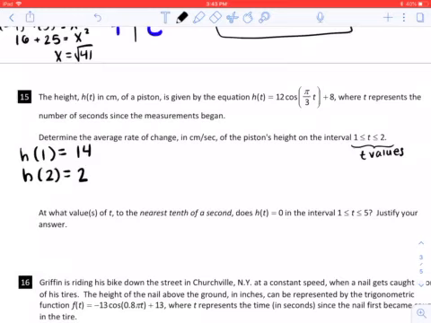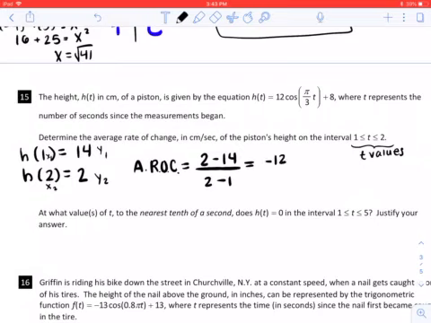So then my average rate of change is just the slope formula. So y2 minus y1 over x2 minus x1. So 2 minus 14 over 2 minus 1. Because these are my y values, and these are my x values. So I get -12 over 1. So that's our average rate of change.